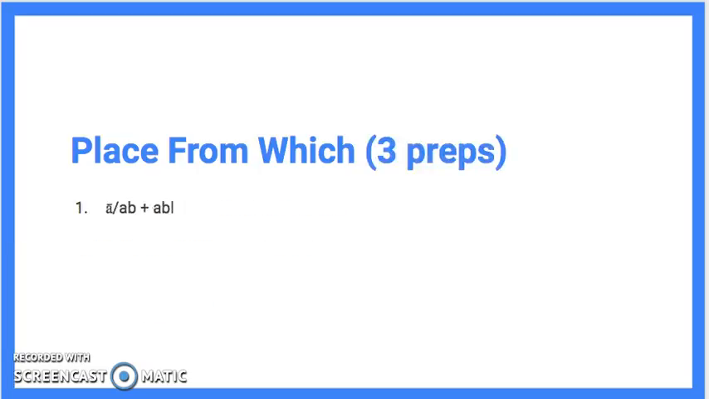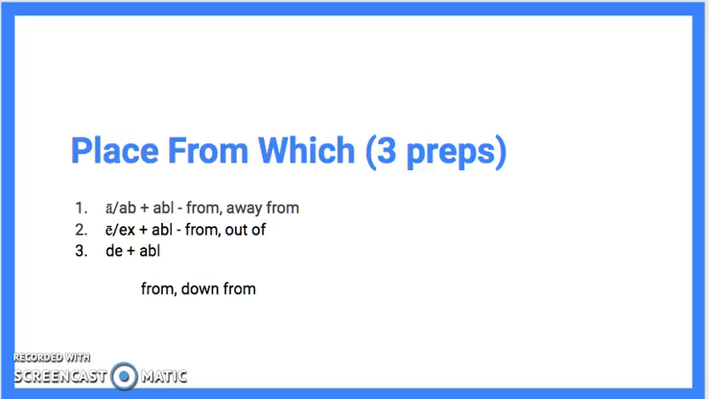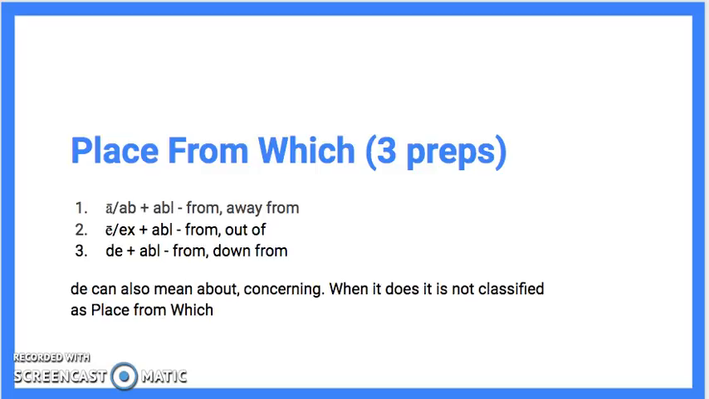All right, you know 3 prepositions which go with place from which. The first is ab plus ablative, which translates as from, away from. The second is ex plus ablative, which translates as from, out of. The third is de plus ablative, which translates as from or down from. Now pay attention, de can also mean about, concerning. When de means about, concerning, it is not classified as place from which because it's not talking about location.